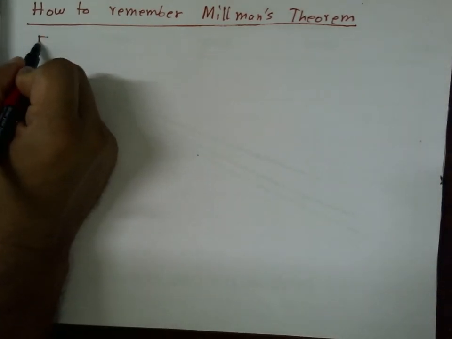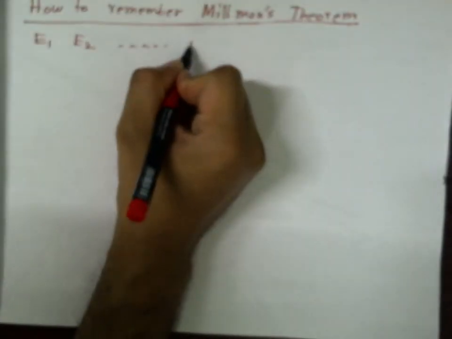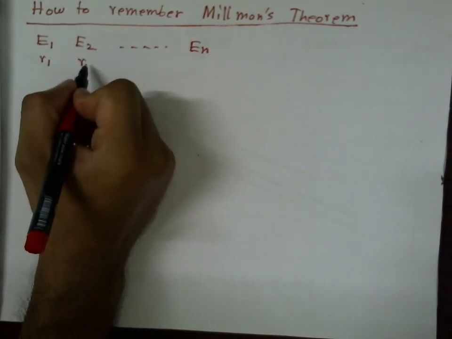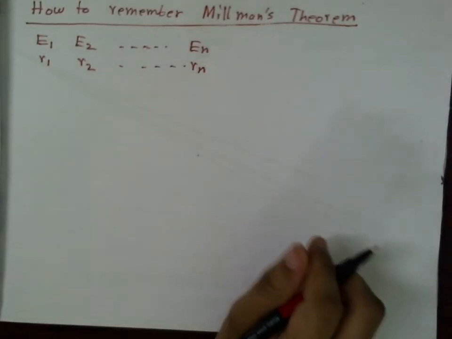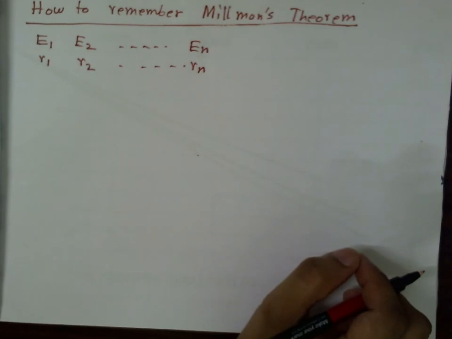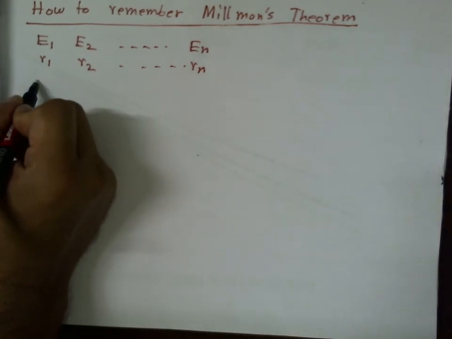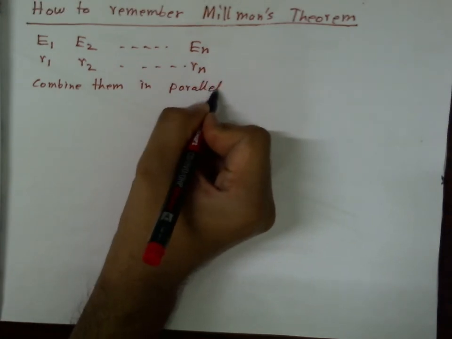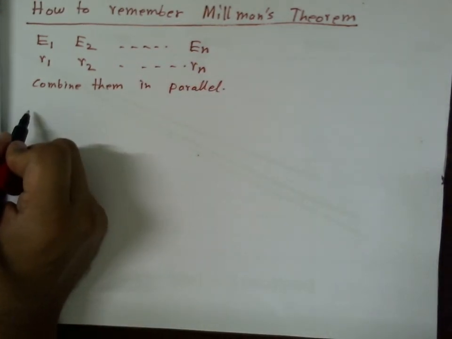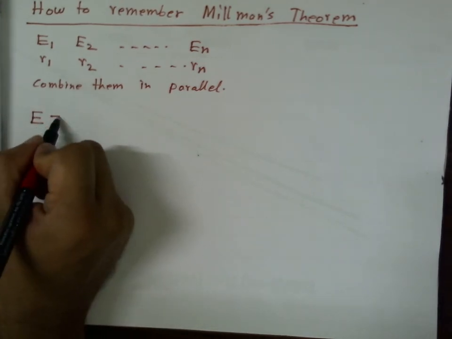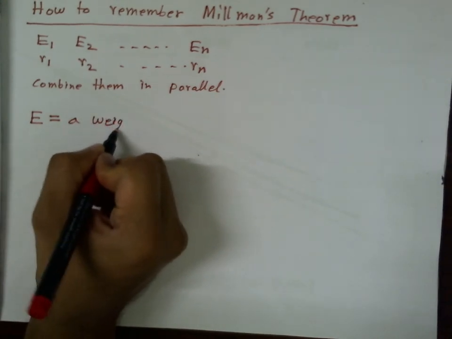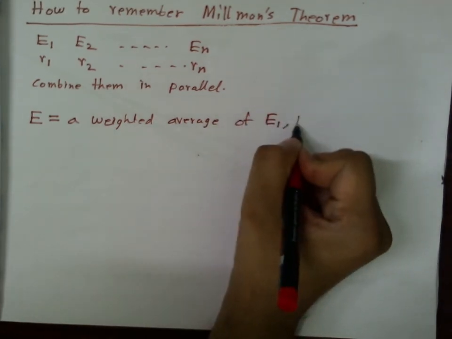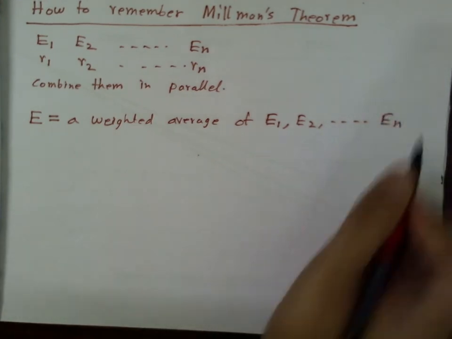Okay, so if I have E1, E2, up to En, the voltage sources with internal resistances as R1, R2 up to Rn, and I combine them in parallel, then the effective EMF E will be a weighted average of E1, E2 up to En.